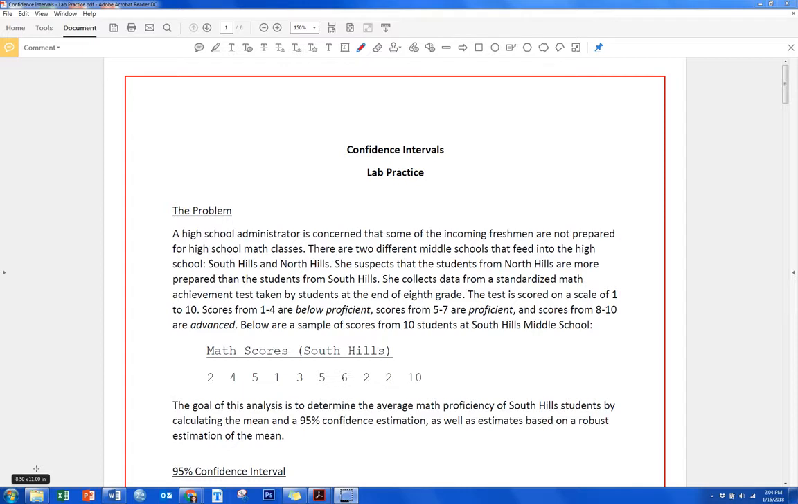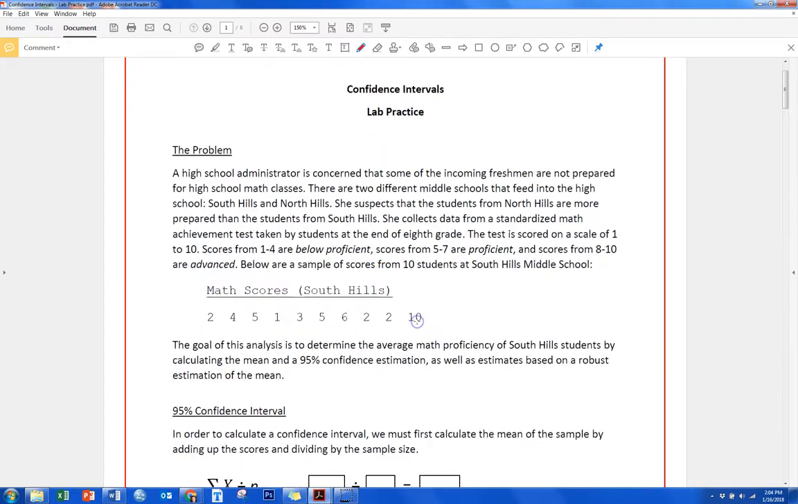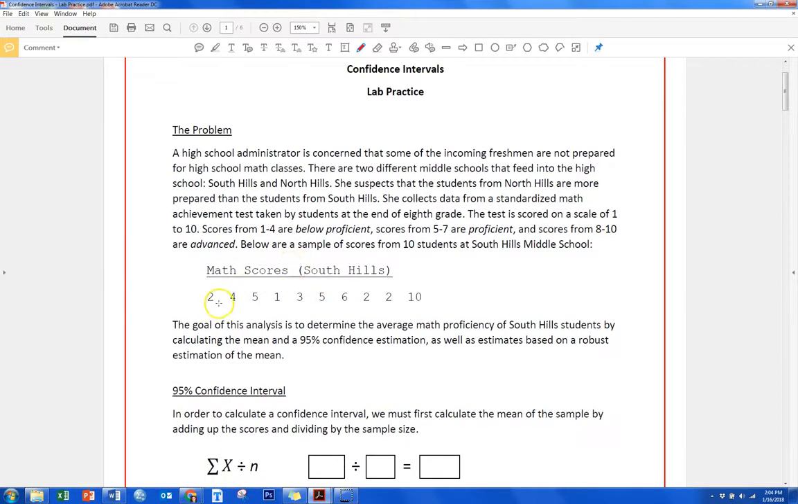She collects data from standardized math achievement tests taken by students at the end of 8th grade. The test is scored on a scale of 1 to 10. Scores from 1 to 4 are below proficient, scores from 5 to 7 are proficient, and scores from 8 to 10 are advanced. Below are a sample of scores from 10 students at South Hills Middle School. So these are data from students at South Hills Middle School. These are 10 students: 2, 4, 5, 1, 3, 5, 6, 2, 2, 10.